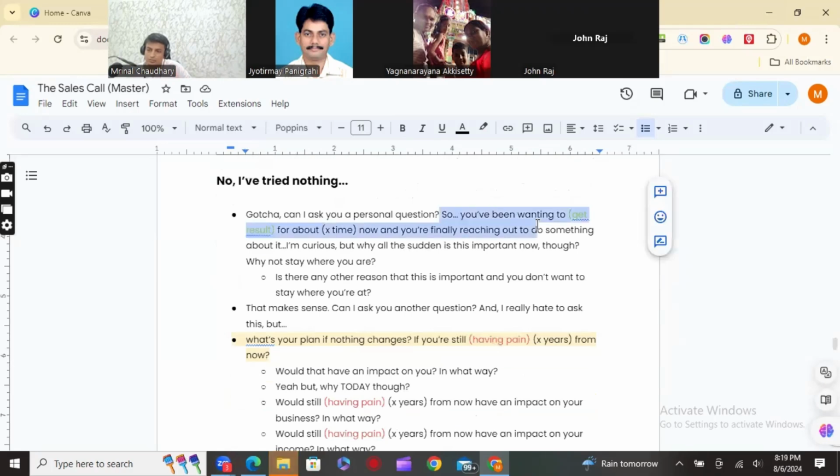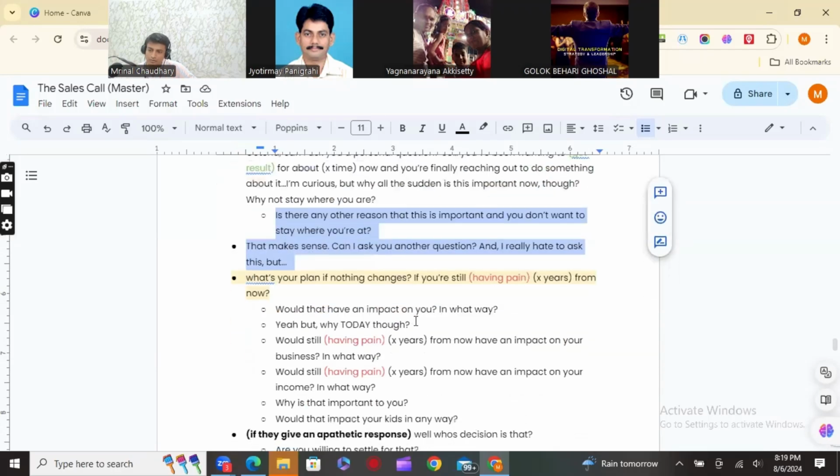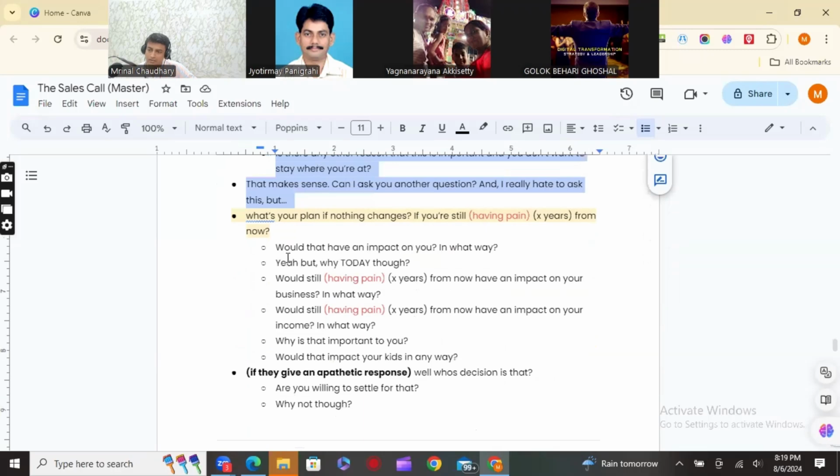If you want to get this result in this amount of time, I'm curious why it is suddenly important. So you are asking why now, because you have to ask this question. Otherwise, if it is not important for them now, then they will not buy. Is there any other reason that is important to you? Okay, that makes sense. Would that impact you in that way?